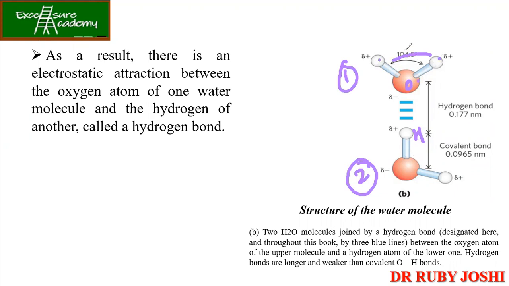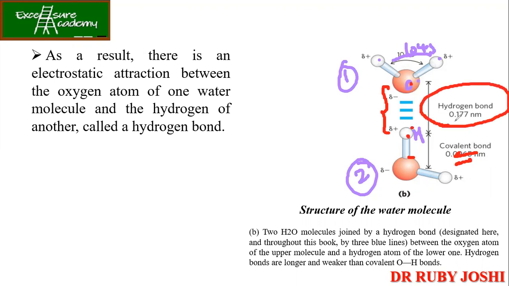Right? So the angle is 104.5 degrees. Now this oxygen carries the partial negative charge, and this hydrogen has the partial positive charge. Because of this, it results in electrostatic attraction, and hence the formation of the hydrogen bond. Okay. So the bond between the H and oxygen is the covalent bond, and the bond between this O and this H is going to be the hydrogen bond.